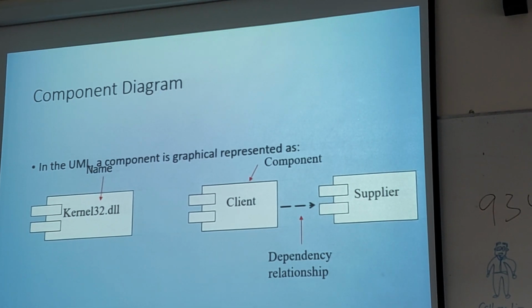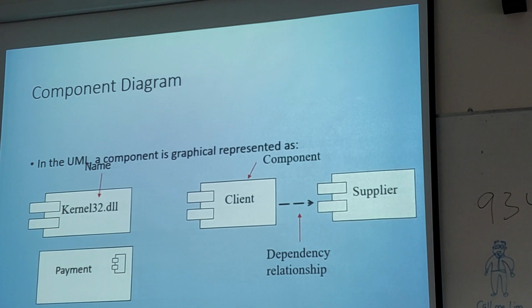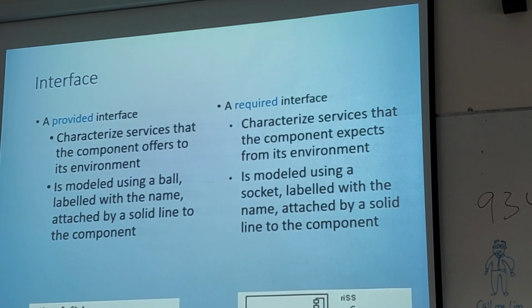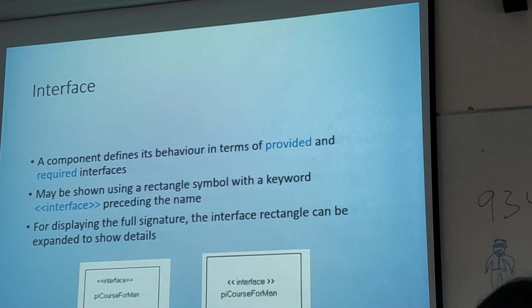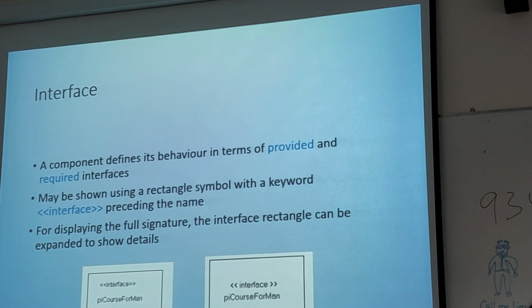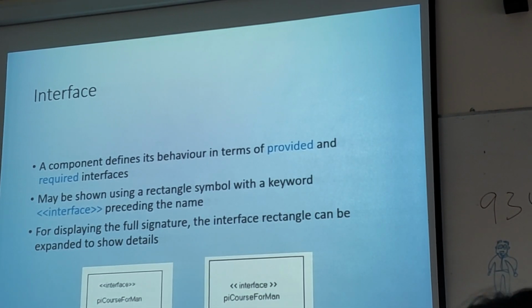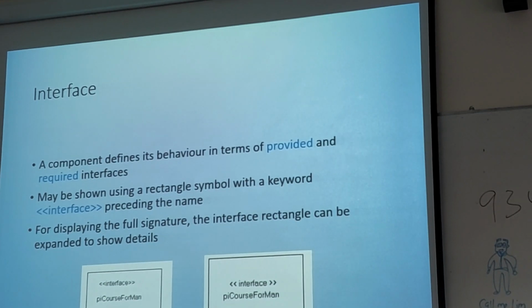Can you see that? Kernel.dll, client, supplier, components. So an interface, one component, a second component. Sorry, this one is the old way of drawing the interface. If you are using IBM, when you draw an interface, they do not provide the lollipop symbol. They use this way as the interface symbol. Understand?